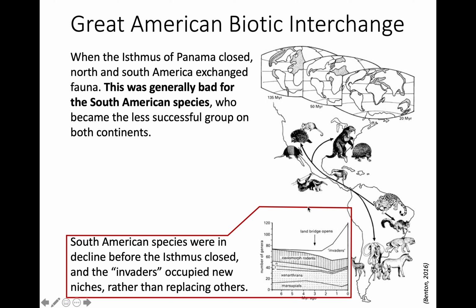So this happened many times before in evolutionary history. For example, Ohio has really great records of invasive species events when we had transgressions and sea levels would rise, introducing new species to other areas.